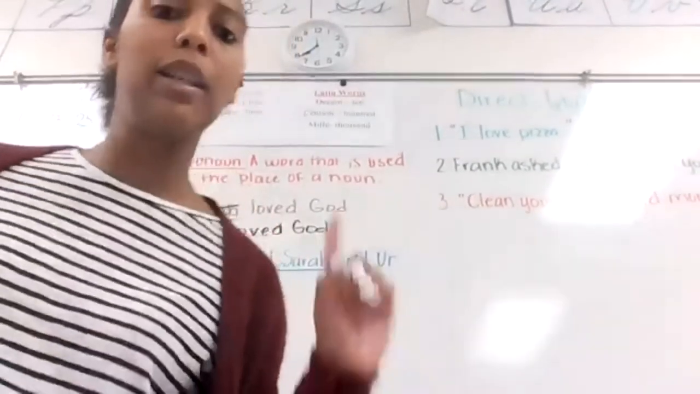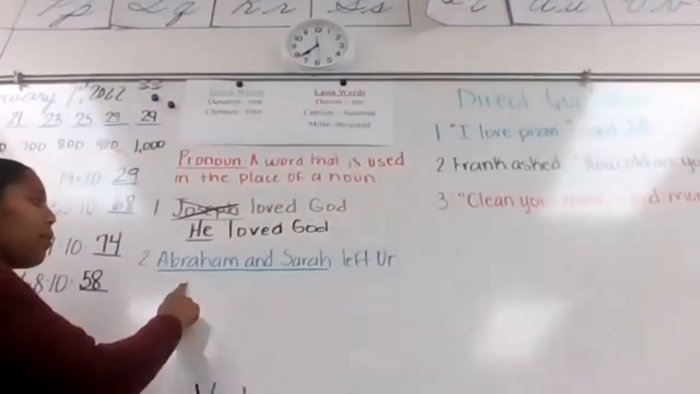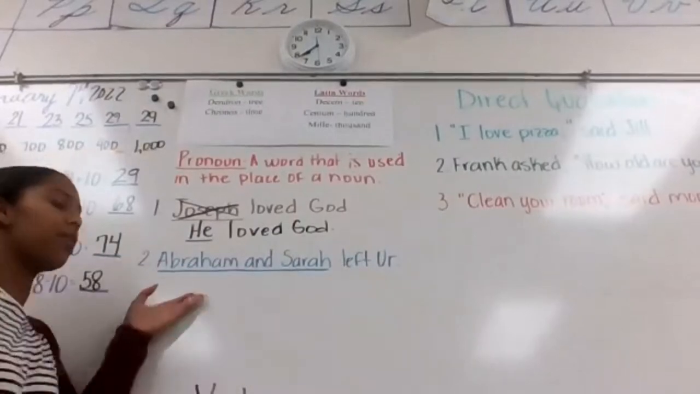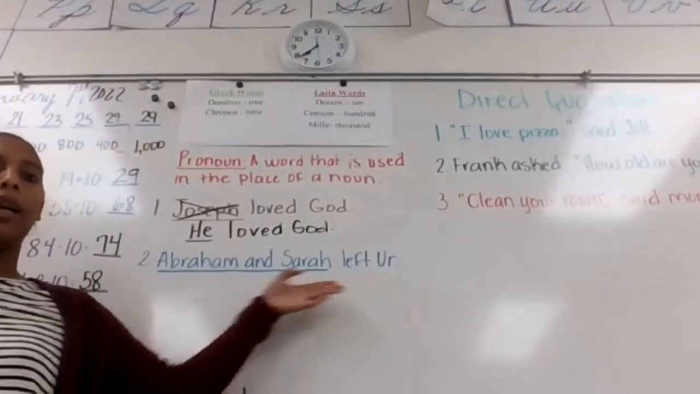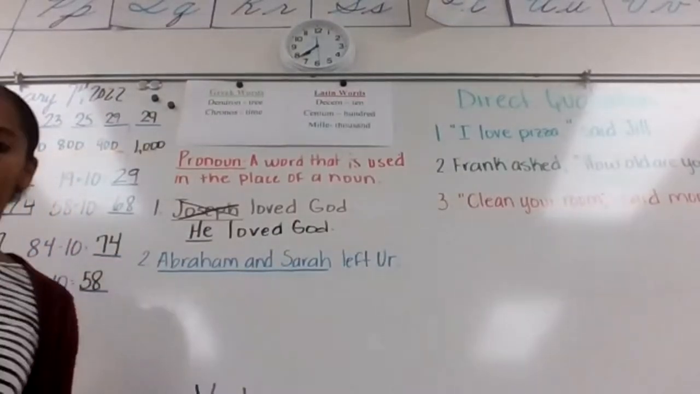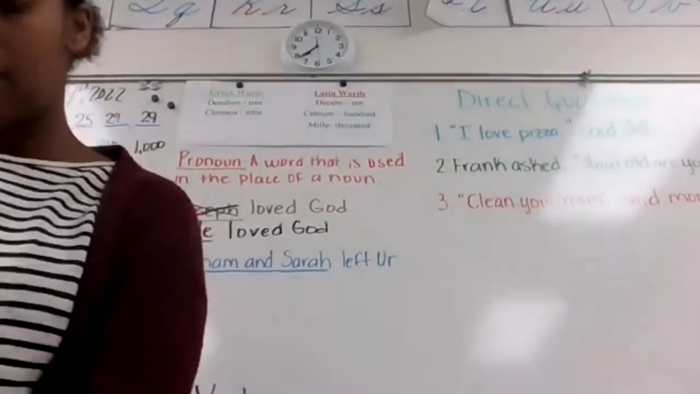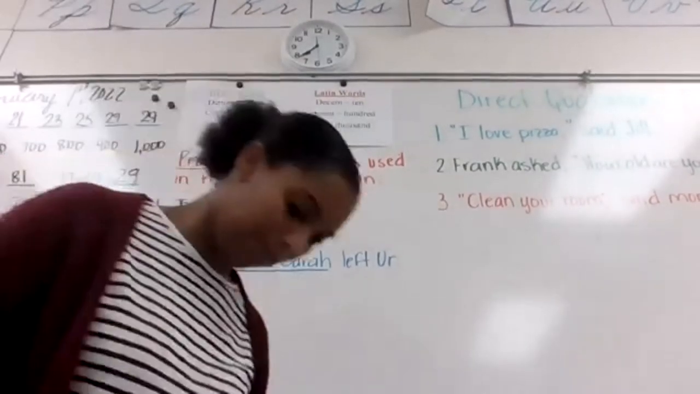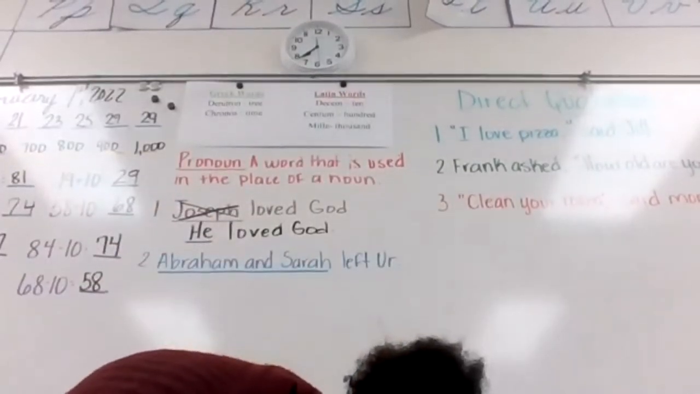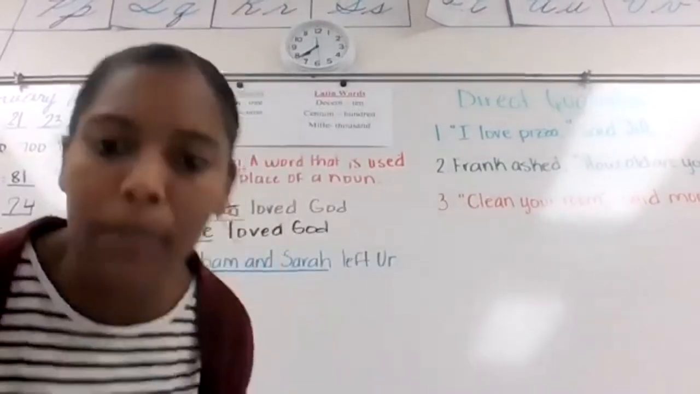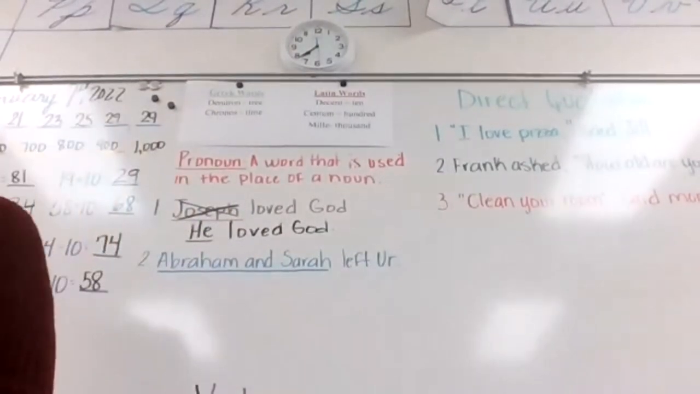Let's go ahead and write number two. So it says Abraham and Sarah left Ur. So write number two. Underline Abraham and Sarah. Yeah, that's where they're from. Abraham and Sarah left Ur.